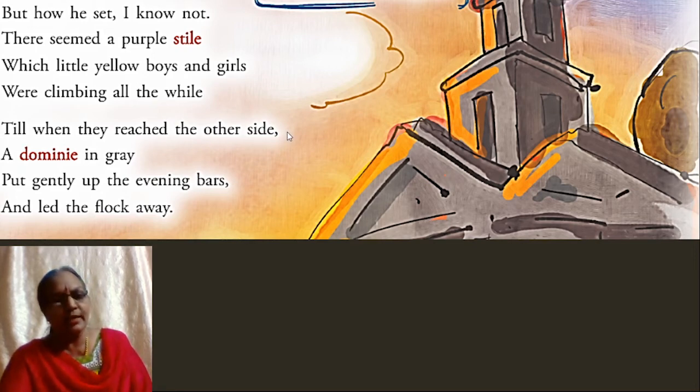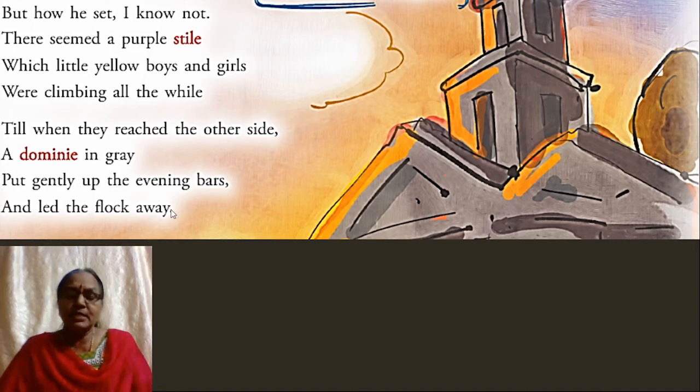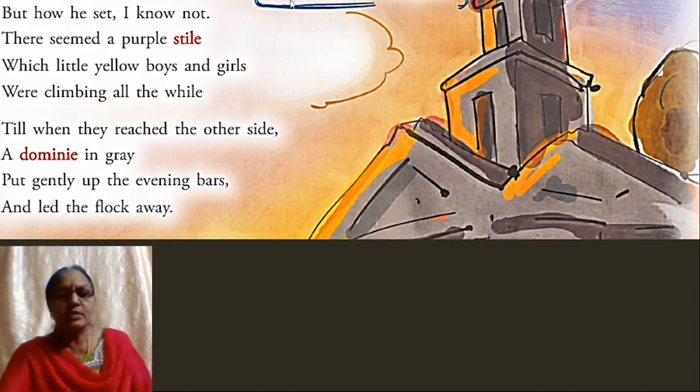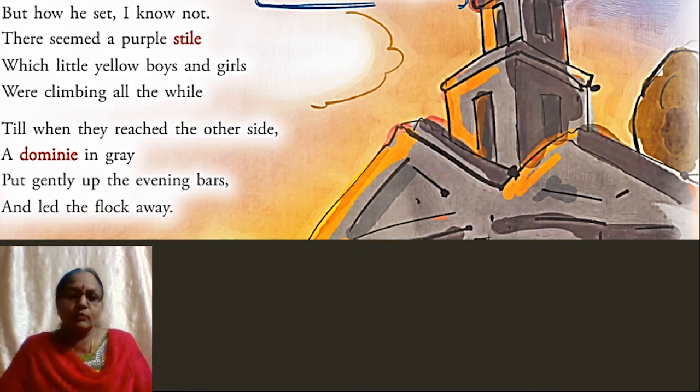Let's look at the next stanza. Till when they reached the other side, we give that as A. A dominie in grey, let us give it as B. Third one, put gently up the evening bars, doesn't rhyme with any of these, so we give it as C. And led the flock away. Since grey rhymes with away, we'll give it as B. So it is A, B, C, B. The rhyming scheme is A, B, C, B. Suppose you are asked for rhyming words: style rhymes with while, and grey rhymes with away.